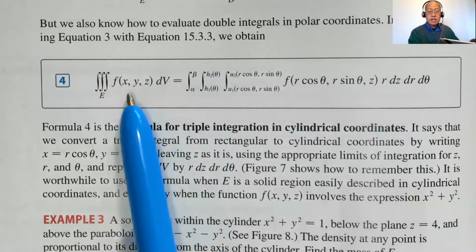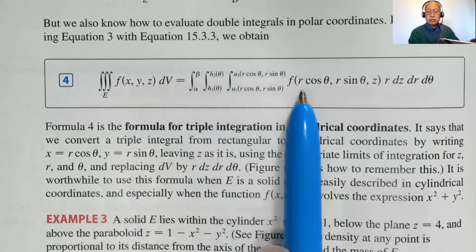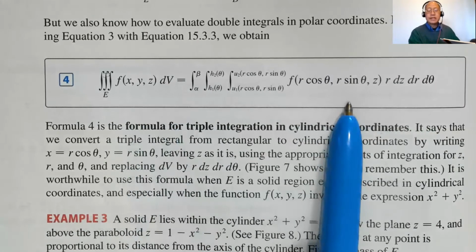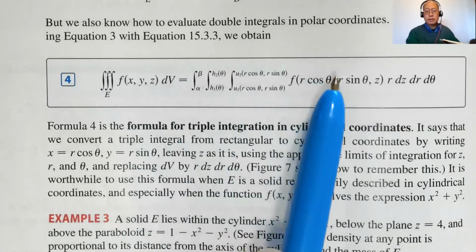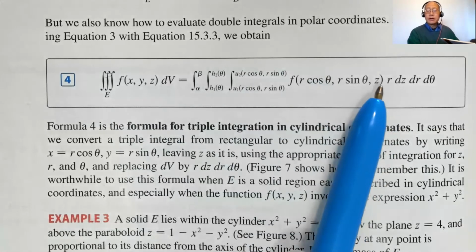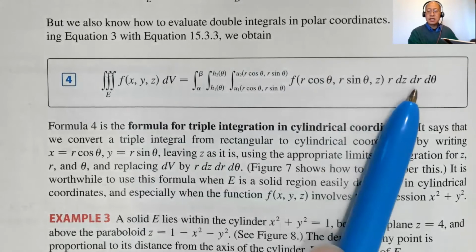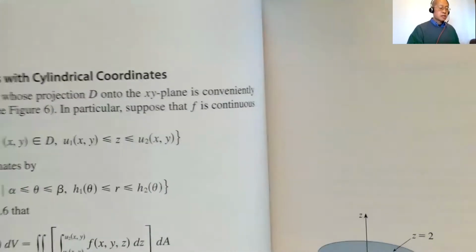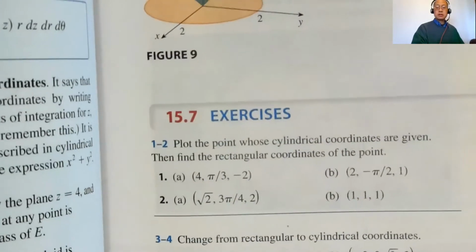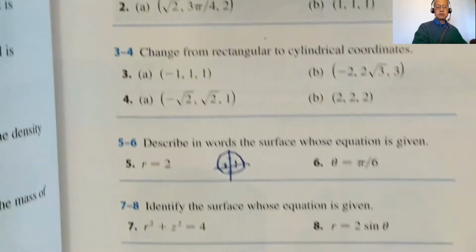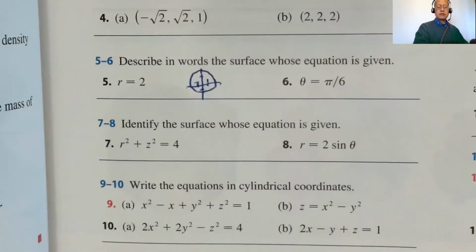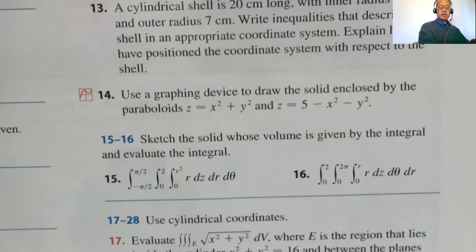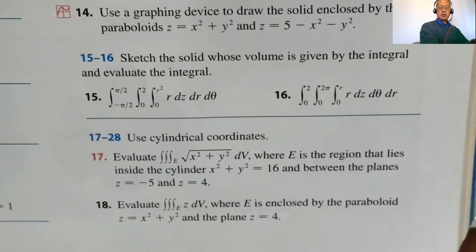So what does all this mean? Anytime you see x, change it to r cosine theta. Anytime you see y, change it to r sine theta, leave z alone. That's provided z is the variable that you are leaving alone, which is going to be true most of the time. And then again, multiply by an extra r, and then dz dr d theta in some order. Okay. So that's doing triple integrals in cylindrical coordinates. A little bit of work in cylindrical coordinates, and it's just polar coordinates and leave z alone.